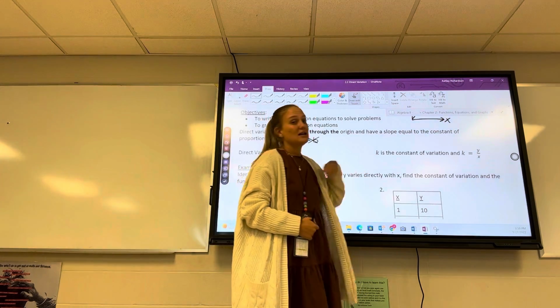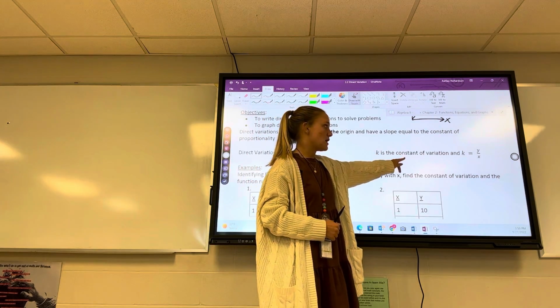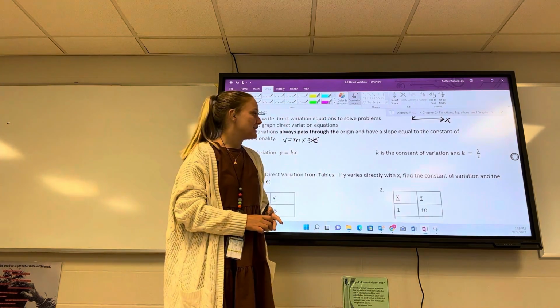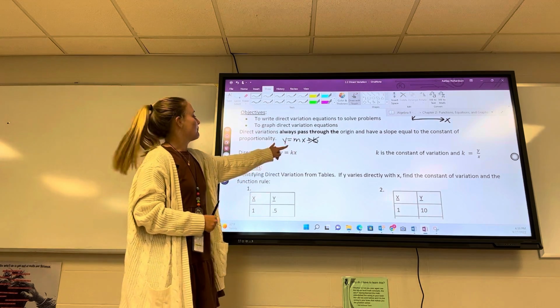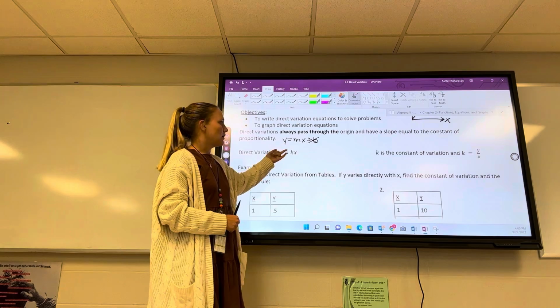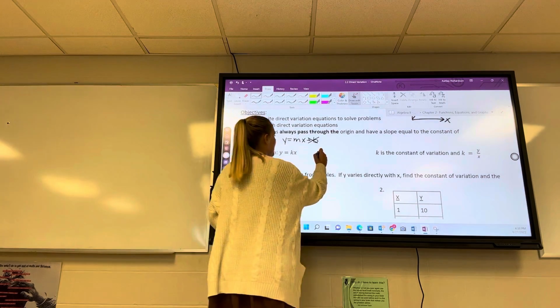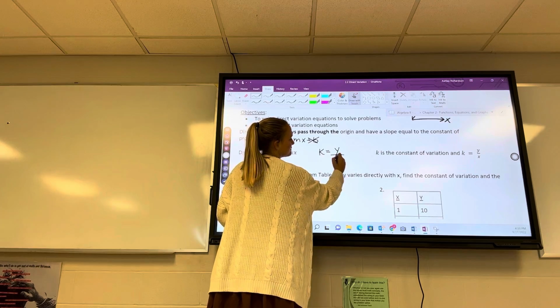And k is your slope, but it's also known as your constant of variation. The way to find k is to take y divided by x. We're just using this same equation and solving it for k. So to get k by itself, I would take y divided by x.